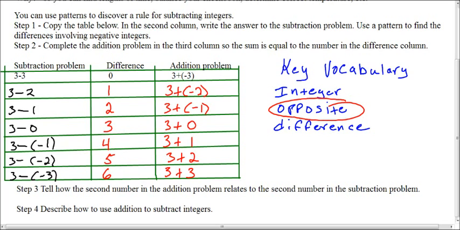Opposites. So when we look at the second number in the subtraction problem, comparing it to the second number in the addition problem, how do they relate? They are opposites. Okay, we're getting somewhere. Well, 4 says, describe how to use addition to subtract integers. How do we use addition to subtract these particular integers?